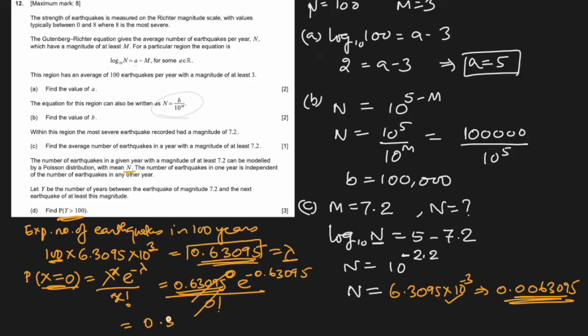I get 0.532086. Okay, enough, but we have to round up to 3 significant figures. So we can write 0.532 is the probability. Alright, let's move on to the next question, which is question number 13.